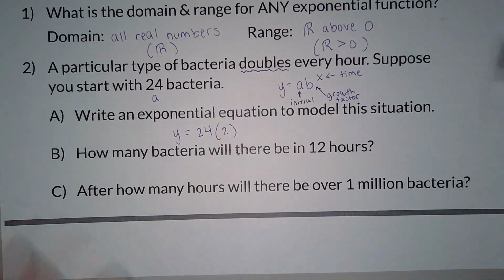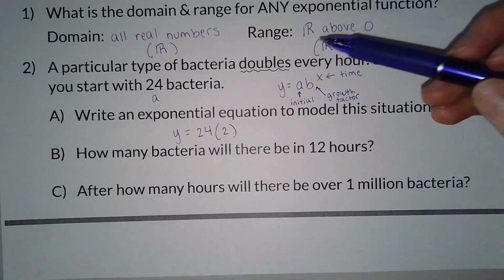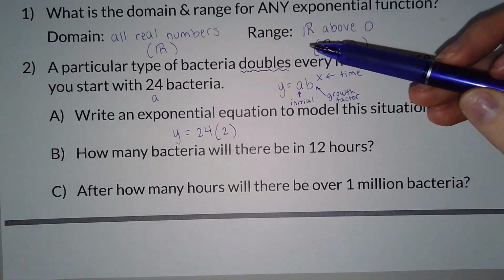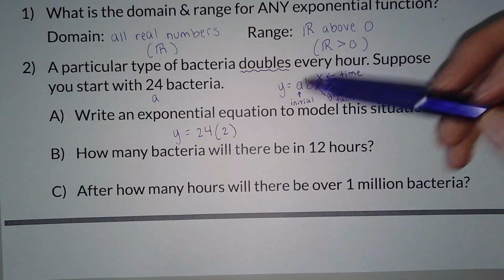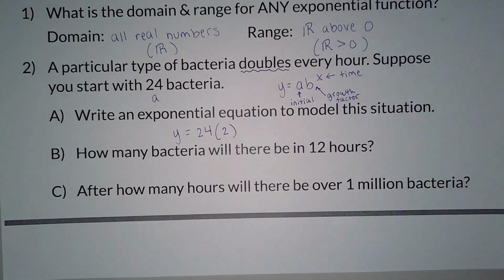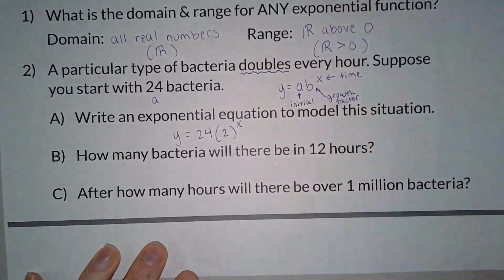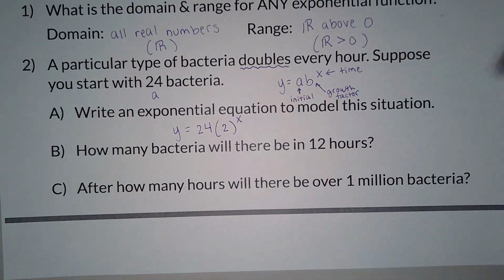We don't have to consider 100% because this isn't a percent. We only add or subtract 100% when we have a percent. But in this case, doubling just means multiplying by 2. And then we'll go ahead and leave our x as an exponent. We'll just leave that variable. Later on, we'll plug in for that x.